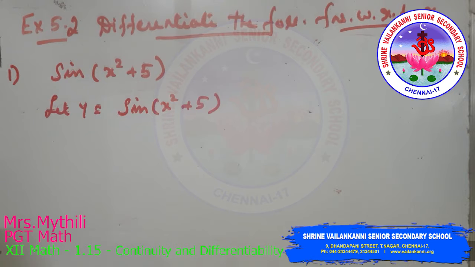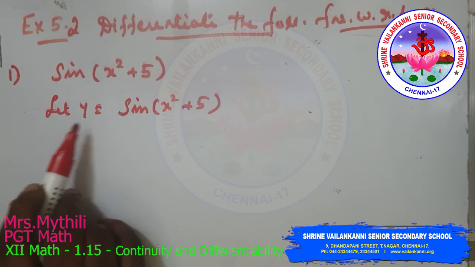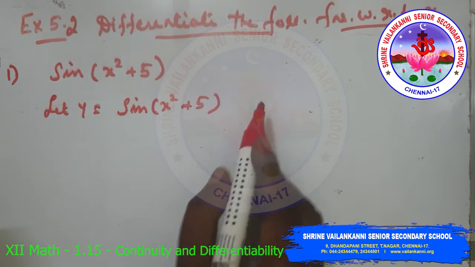Hello children, exercise 5.2. Differentiate the following functions with respect to x. So first question, sine of x square plus 5. Let y equal to sine of x square plus 5.